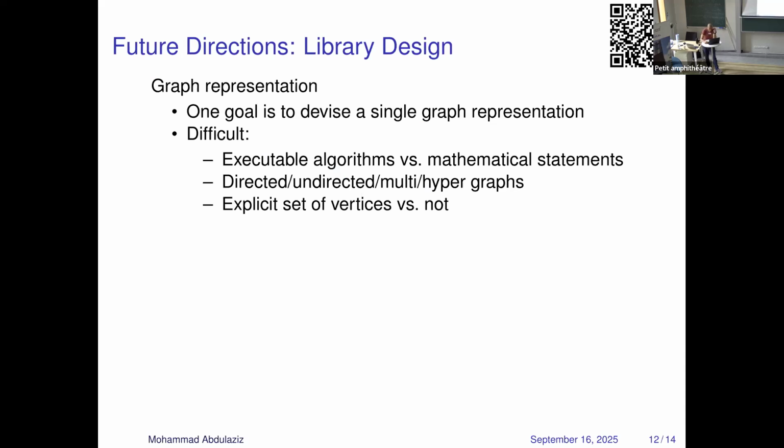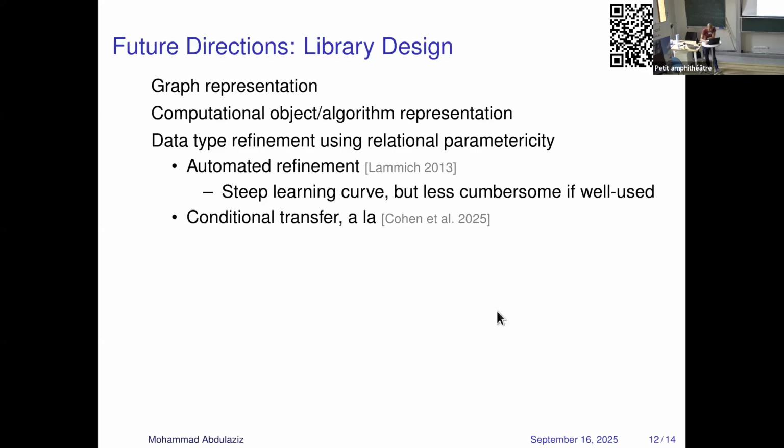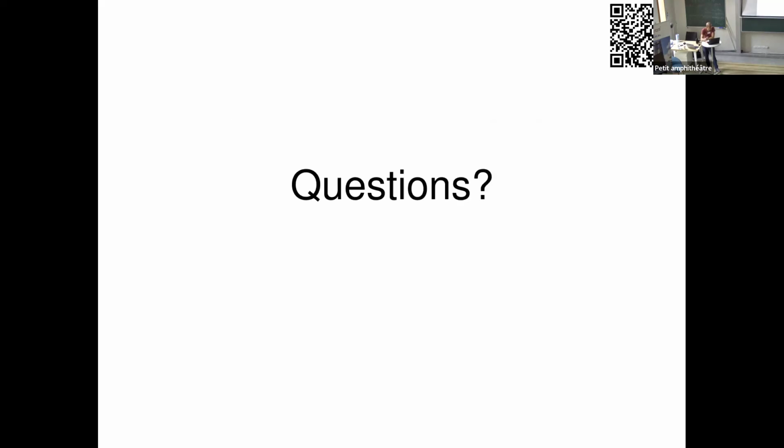I'll just say three things. We have three goals from a library design perspective. The first is to have a single graph representation. We still have more than one for the undirected graphs, multi-graphs, and hypergraphs, so we want one representation. And we want to study more ways to model algorithms, instead of just functional programs. There are other ways to do it, which have pros and cons. And lastly, we want to use better ways of doing this data type refinement instead of the ad hoc way that I just described. So thank you very much, and I look forward to your questions.